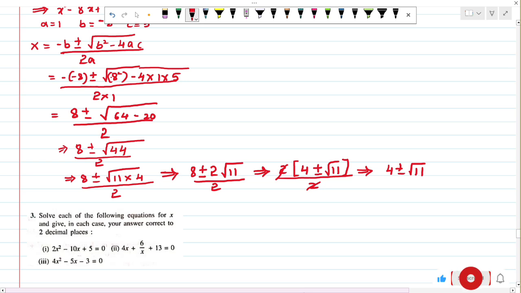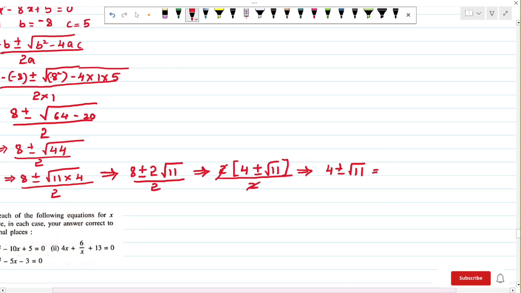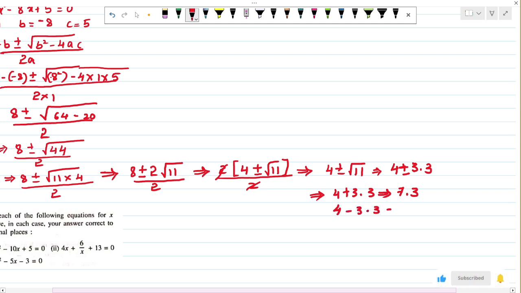So what is the value of root 11 here? Root 11 is nothing but 3.3. So I'll write the two possibilities here: root 11 is 3.3, so 4 plus or minus 3.3. If I simplify this, I'll get 4 plus 3.3 is 7.3 and 4 minus 3.3 is nothing but 0.7. So what are the values of x? x is equal to 7.3 or x is equal to 0.7.